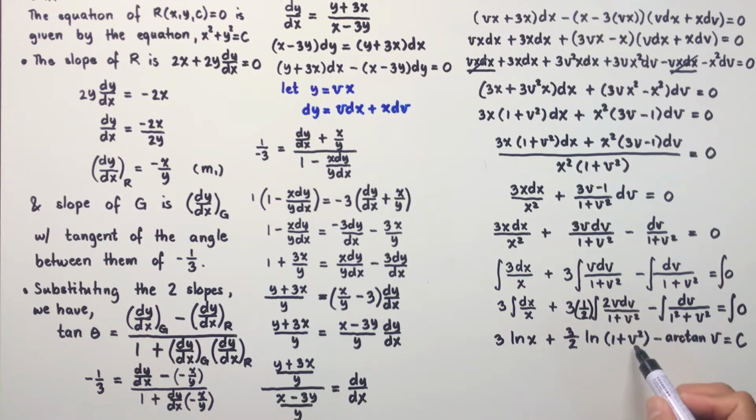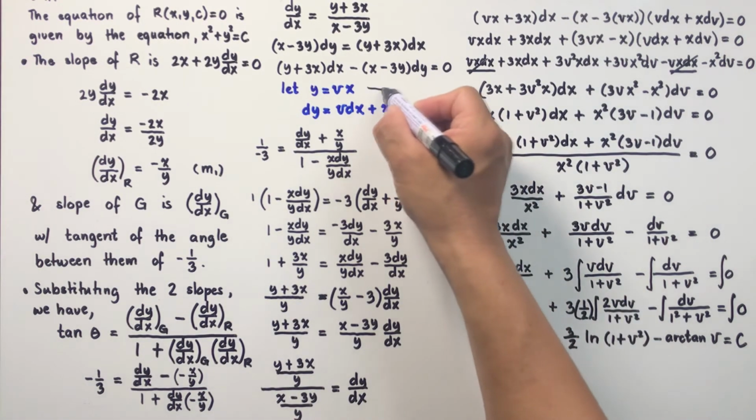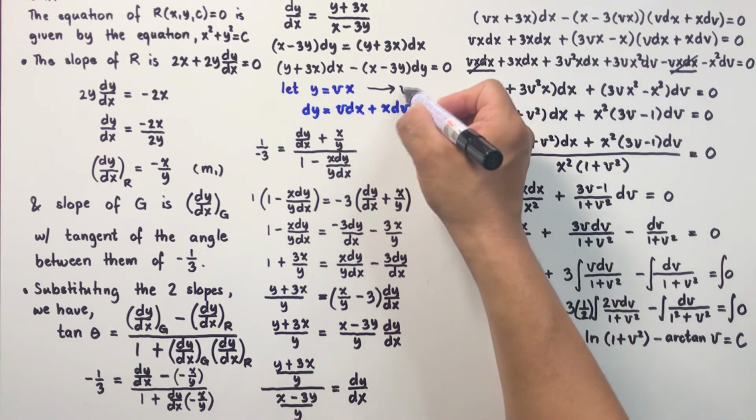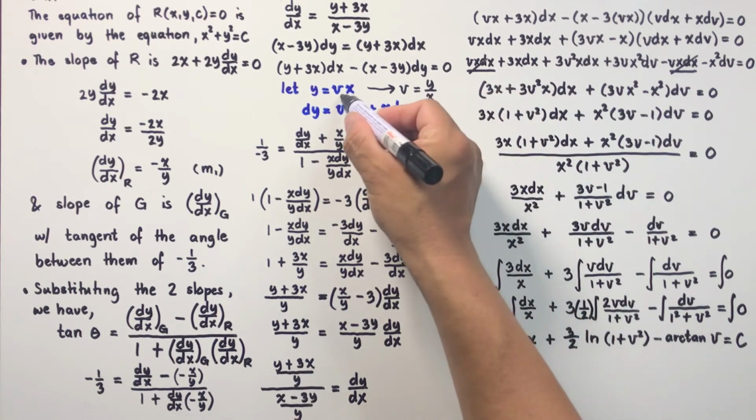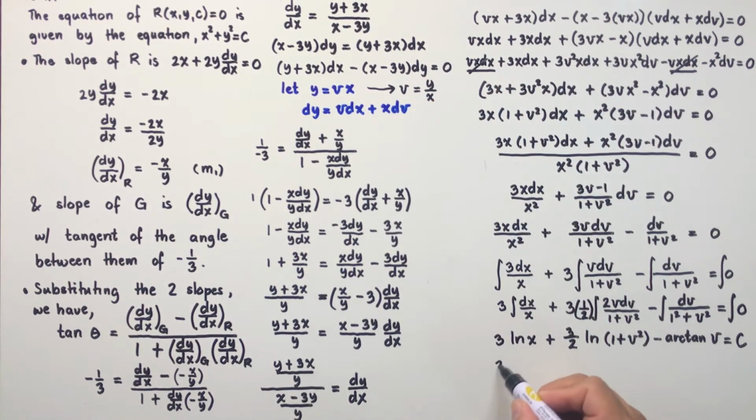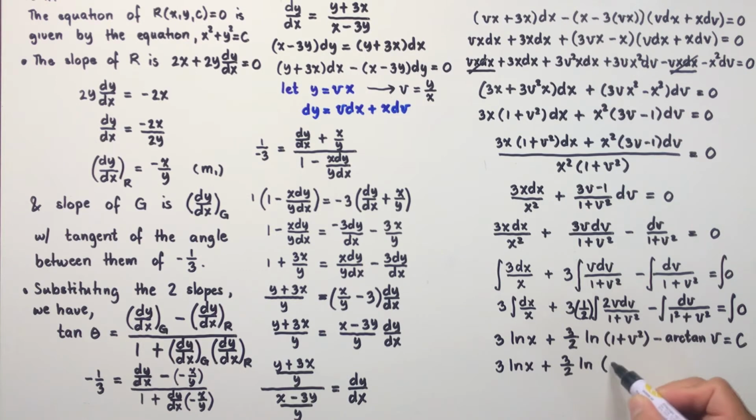So substituting back our original variable for this v, we have here our v, which is equal to y over x if you solve for v here. So we have 3 times the natural log of x plus 3 halves of the natural log of 1 plus y squared over x squared minus the arctangent of y over x.